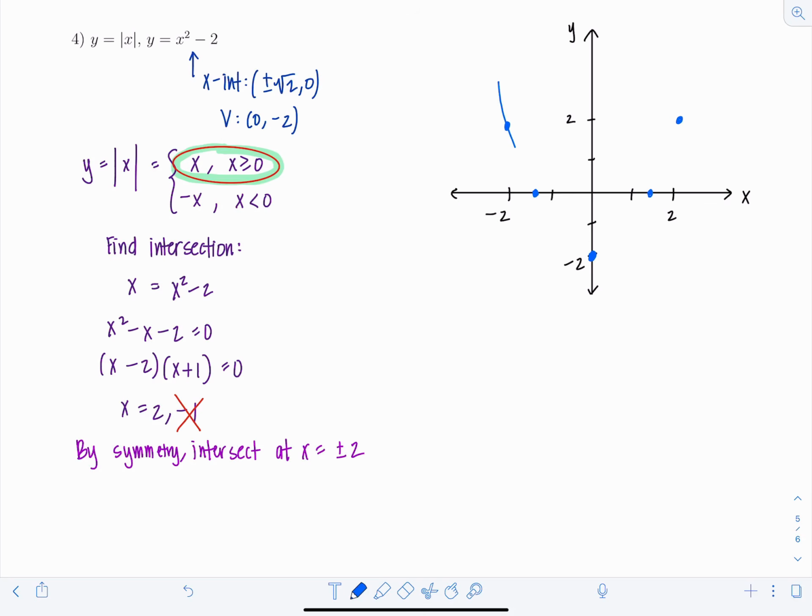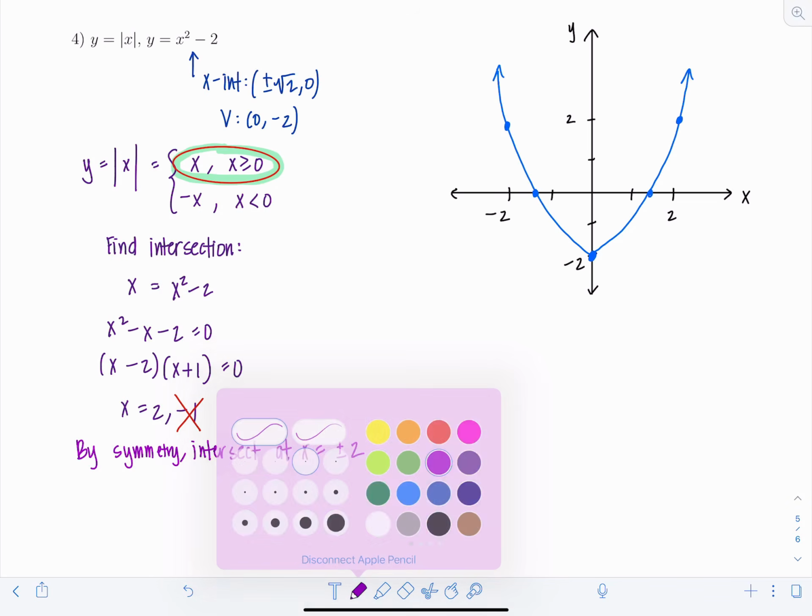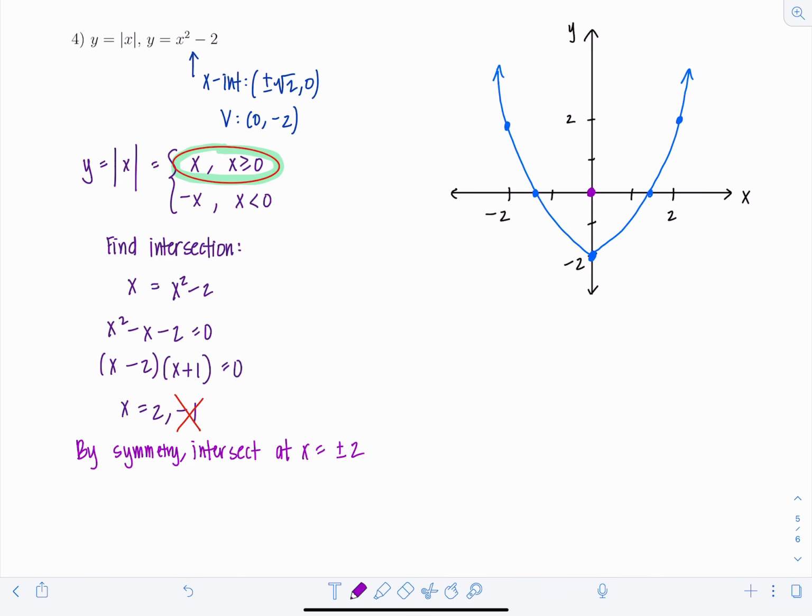So we've got this parabola. Looks so nice. Okay. And then y equals absolute value of x. We know what that looks like, just that V shape. And then they intersect at 2, 2 and -2, 2. So I'll just connect those lines. I won't draw them as segments. I'll put arrows and they'll keep going.